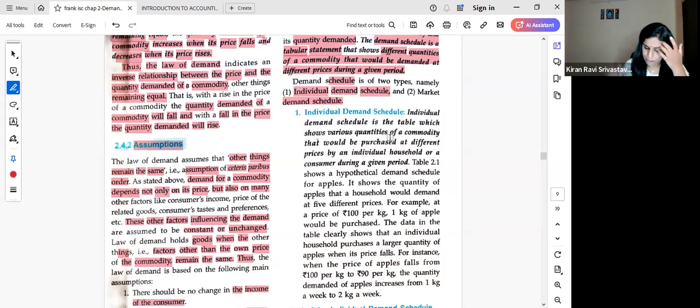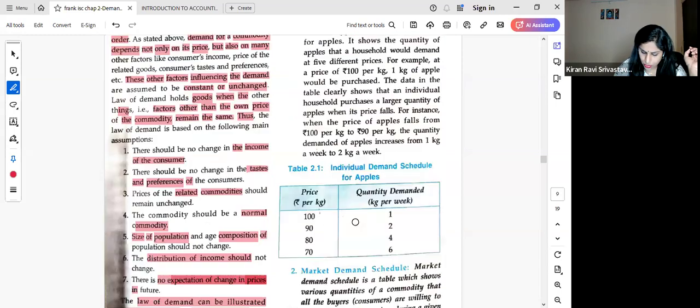Understood? So the individual demand schedule is a table. Again, because the word schedule is there, there is a table. The individual demand schedule is a table which shows various quantities of a commodity that would be purchased at different prices by an individual household or a consumer during a given period of time.